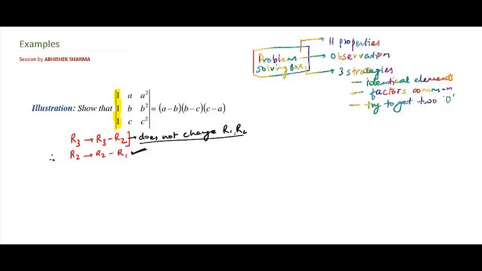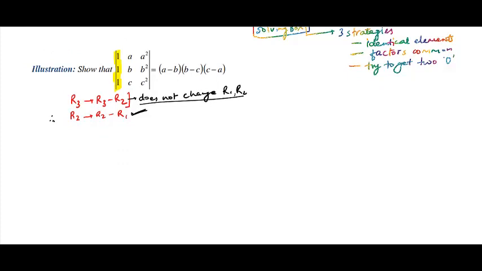If I apply them simultaneously, what we get here is 0. From the third row I am subtracting the second row, so 1 minus 1 is 0. We get C minus B, and then C square minus B square. Now from the second row you subtract the first row, so this becomes 0, B minus A, and then B square minus A square. And we are not making any change in the first row, so we leave it as it was.